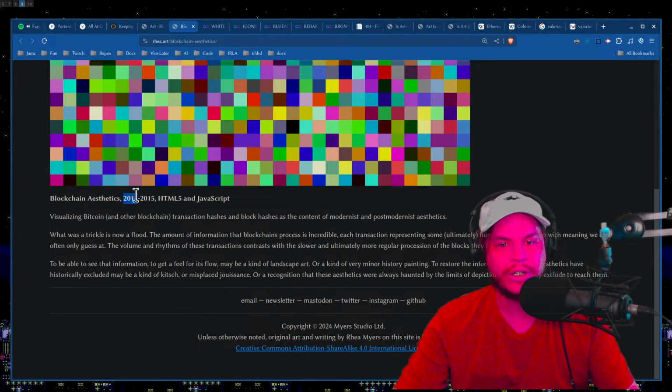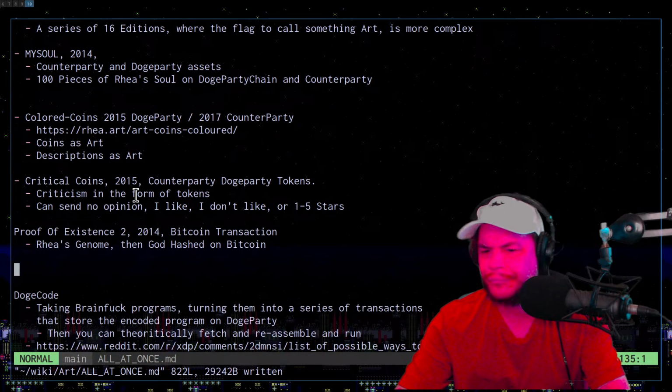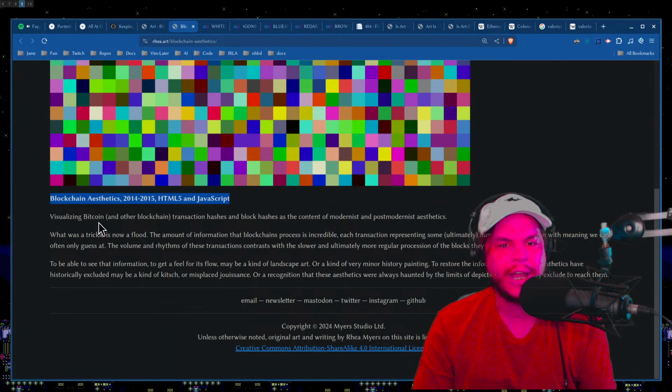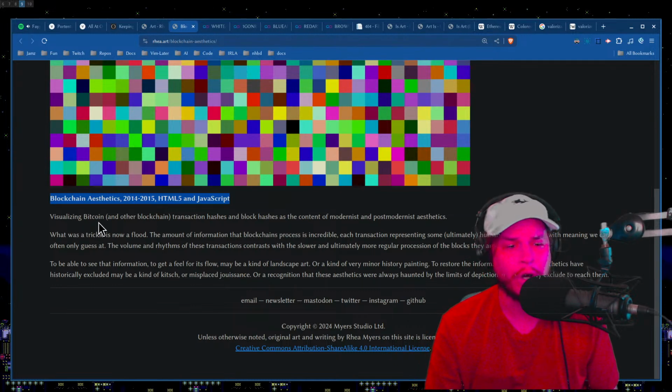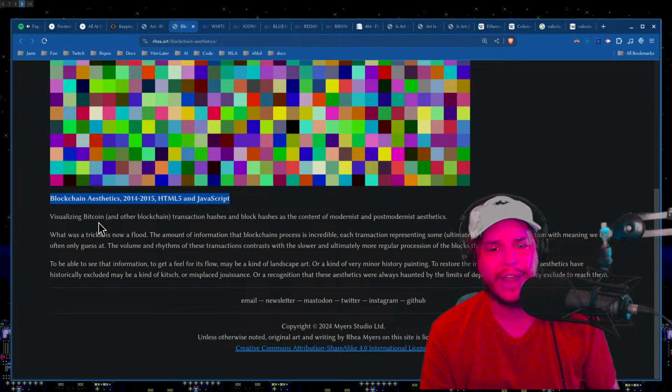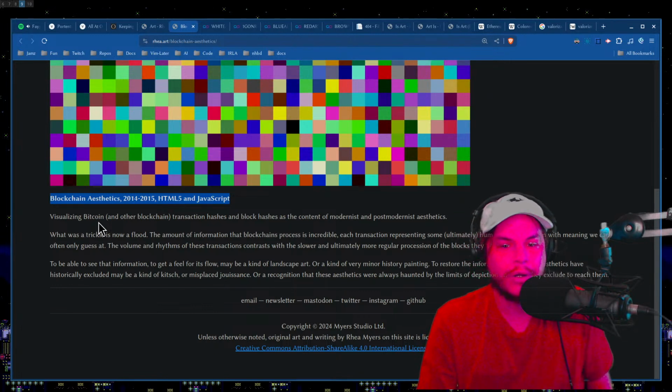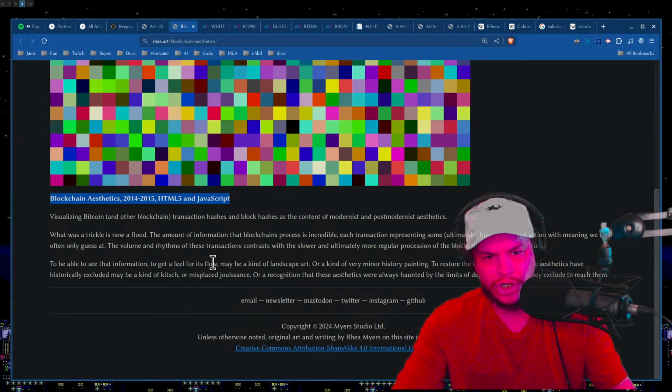Blockchain aesthetics, 2014, 2015, HTML5, and JavaScript. Visualizing Bitcoin and other blockchain transaction hashes and block hashes as the content of modernist and postmodernist aesthetics. What was a trickle is now a flood. The amount of information that blockchains possess is incredible, each transaction representing some ultimately human-initiated action with meaning we can often only guess at. The volume and rhythms of these transactions contrast with the slower and ultimately more regular procession of blocks that they're gathered onto. To be able to see that information, to get a feel for its flow, maybe just a landscape or a kind of very minor history painting. To restore the information that these aesthetics have historically excluded may be kind of quixotic or misplaced.